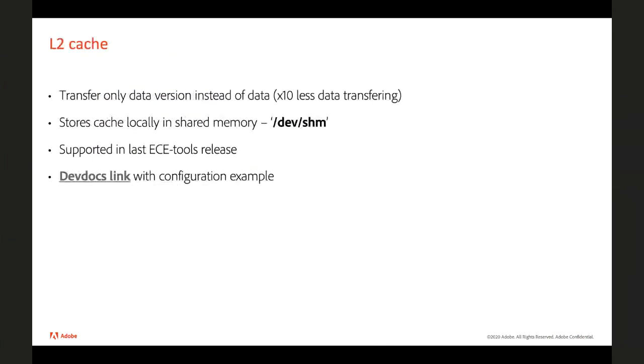The next one is we presented level 2 cache. So generally it saves traffic. We transfer up to 10 times less data. We store this cache locally and we prevent Redis load. Let's see how it looks like.